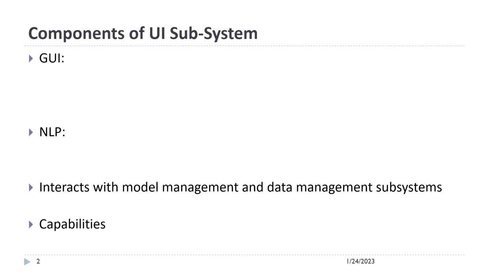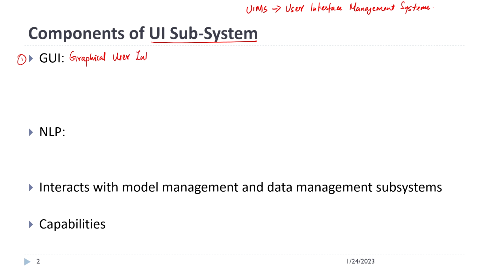First we will start with the components of the UI subsystem. Some people also call this UIMS, which stands for user interface management system. In this case we are going to talk about the major components of the UI subsystem. The first component is the GUI. The abbreviation GUI stands for graphical user interface.